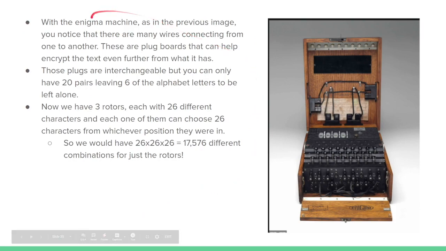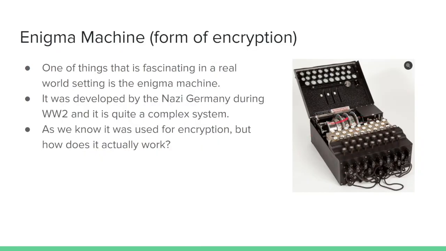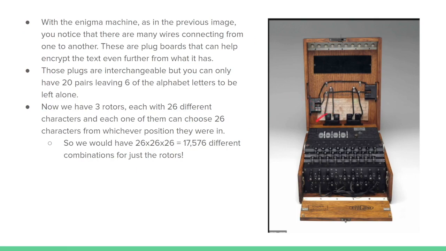With the Enigma machine in the previous image, you notice that there are many wire connections. Even right here, there are a lot of wire connections on the plug board, and that helps to encrypt the text even further than what it already is. There are 26 letters, of course, but we have these right here. These are the rotors, and there are 3 interchangeable rotors. There are 5 of them in total that it comes with. So you have 5 options for one, 4 options for the other, 3 options for the other. With 3 interchangeable rotors, we have 26 characters in each of them.